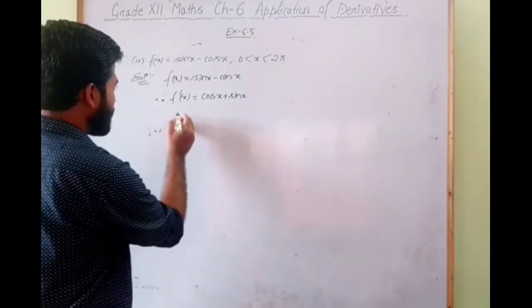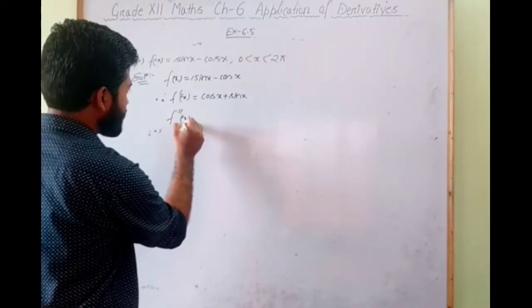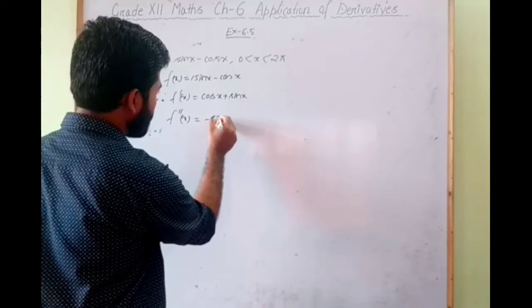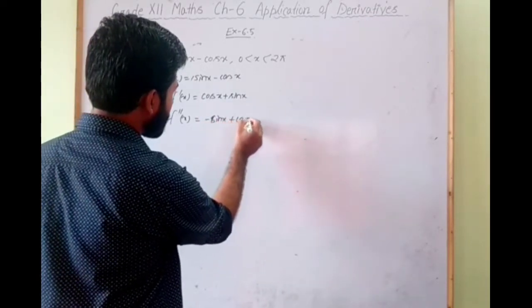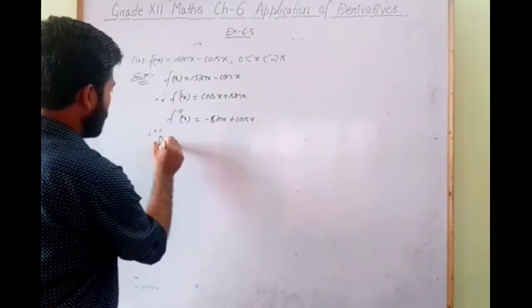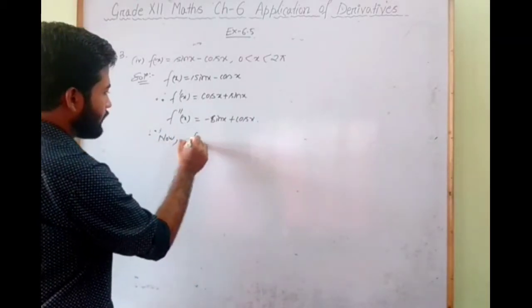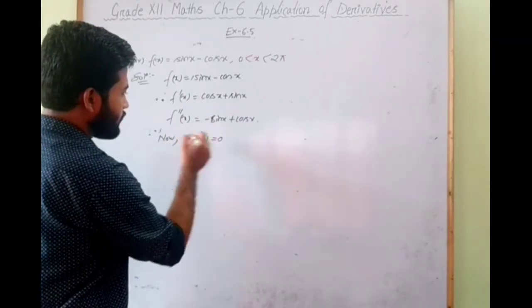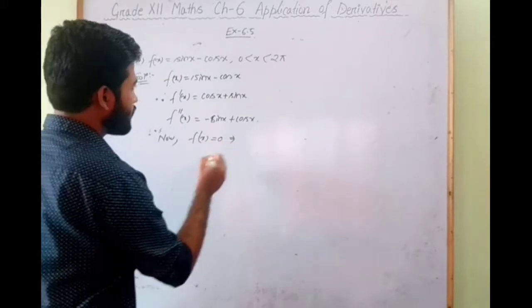So here f double dash x will be minus sin x plus cos x. Now what to do? Equate f dash x equal to 0 so that we get the critical points.